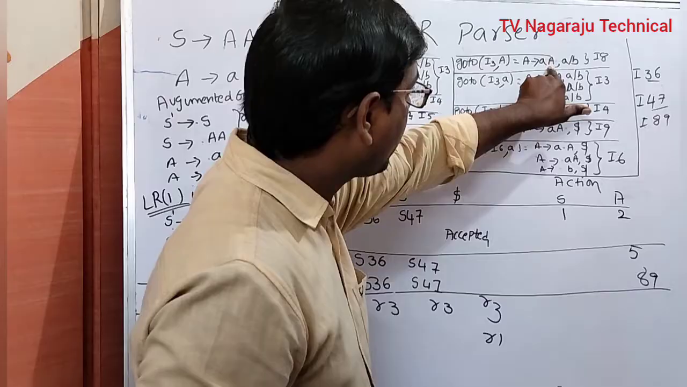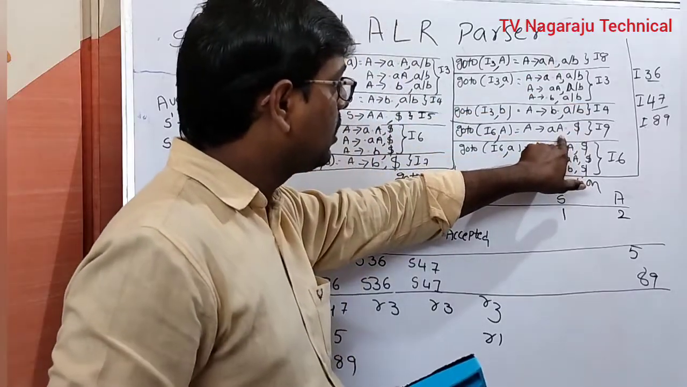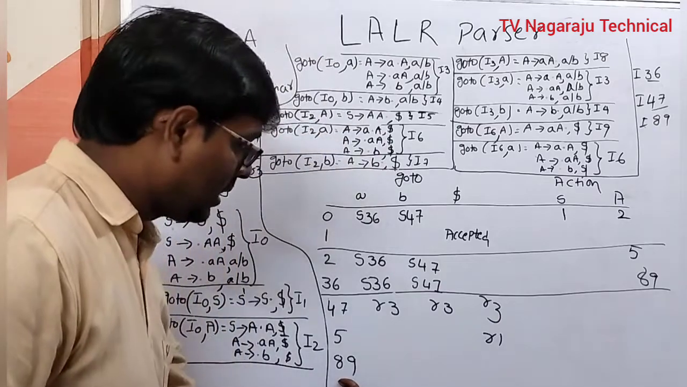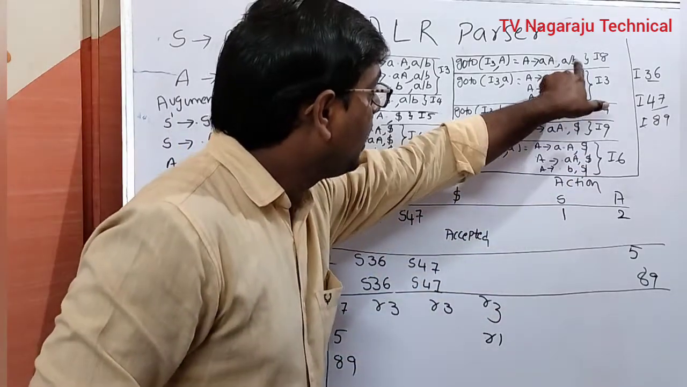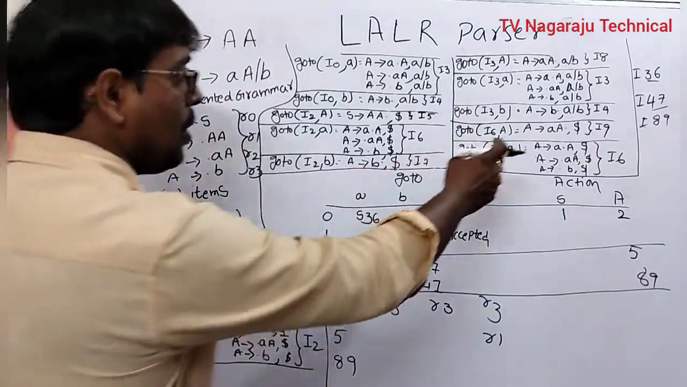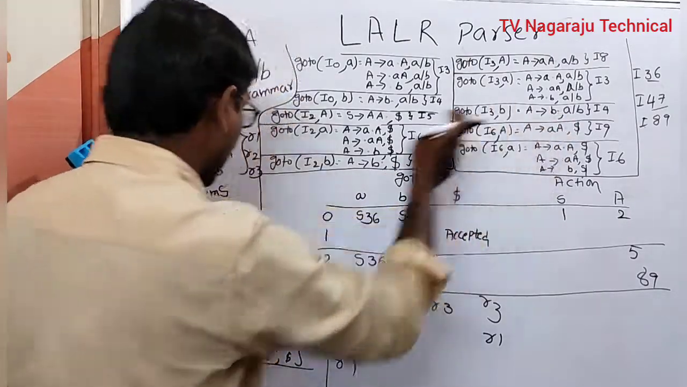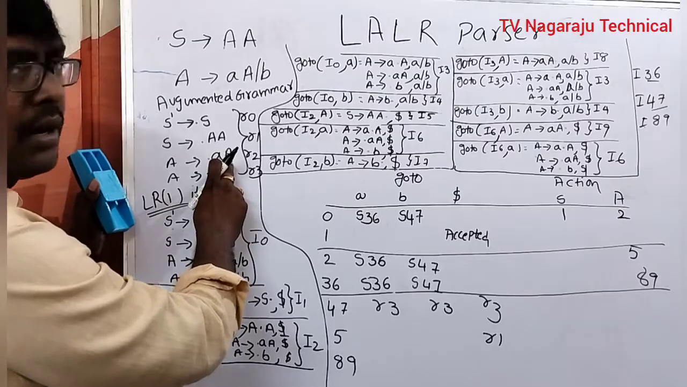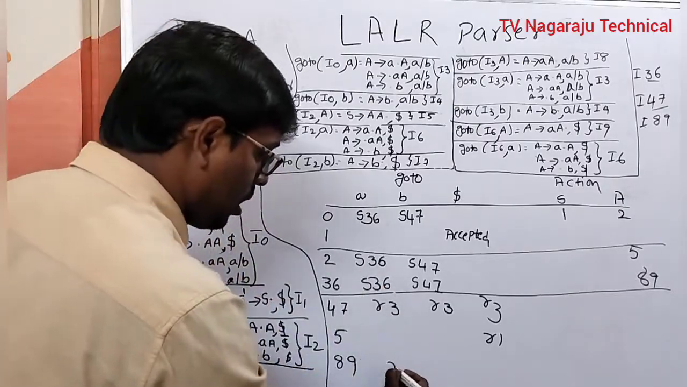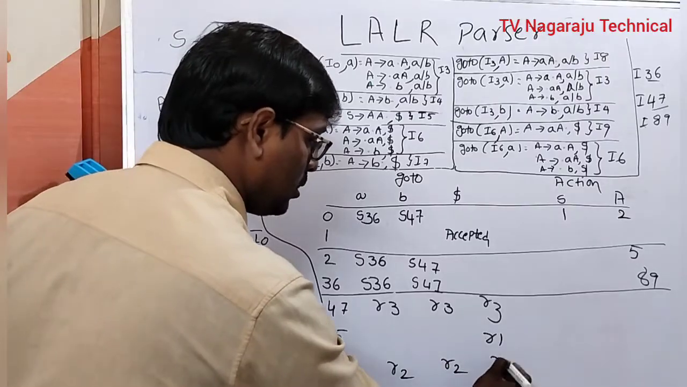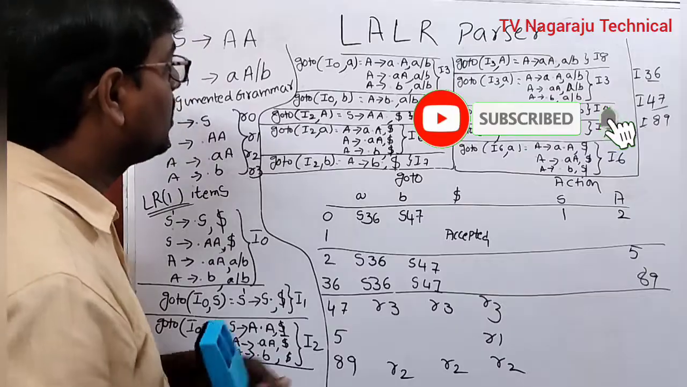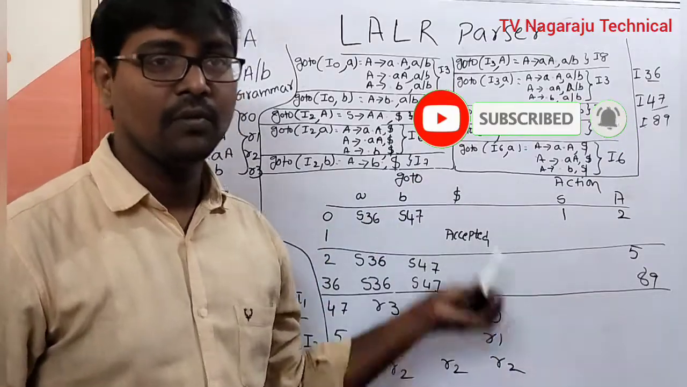Coming to this one, I8 and I9 both are the same. Here on state I89, on the lookahead symbols a, b, dollar, what is my grammar? A dot. Dots are not considered. That is R2. R2 is written on all those lookahead symbols. Okay. This is the LALR parsing table for the given grammar.